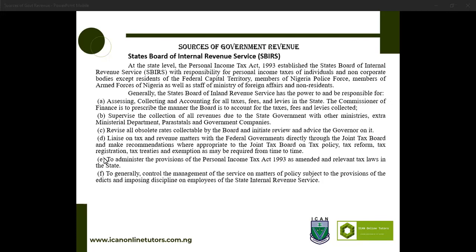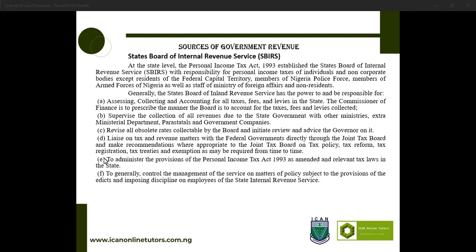Another function of the SBIRS is to supervise the collection of all revenues due to the state government with other ministries, extraministerial departments, parastatals, and government bodies. What does this imply? Within a state, we can have a tax collection that is relating to other states or that is relating to the federal government. So it is one of the functions of the SBIRS to supervise the collection of all revenue that are due to the state or those that are due to other states within the federation.